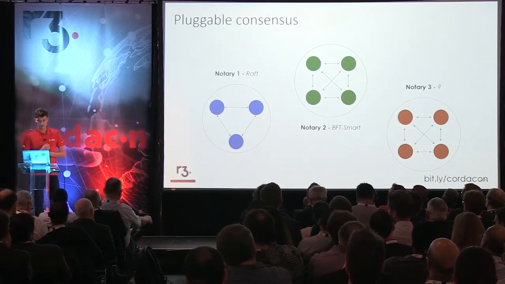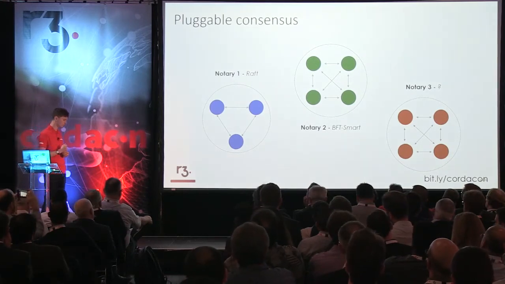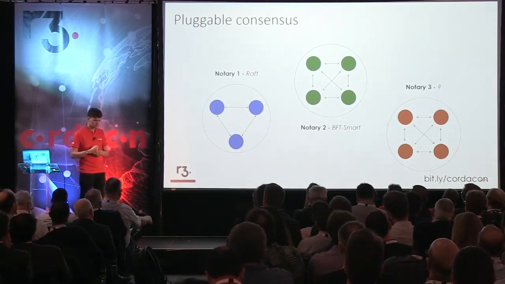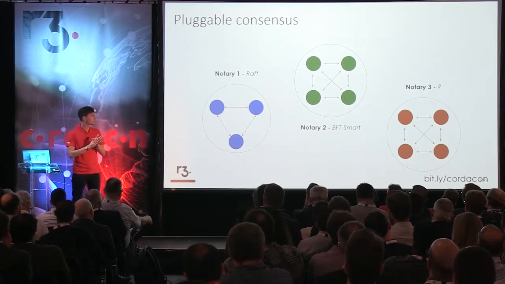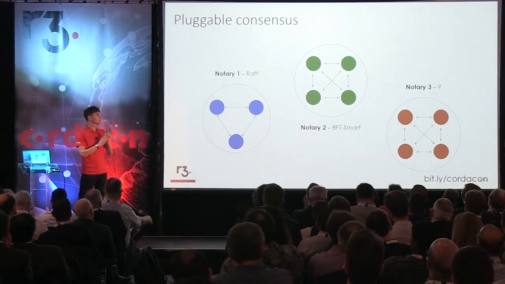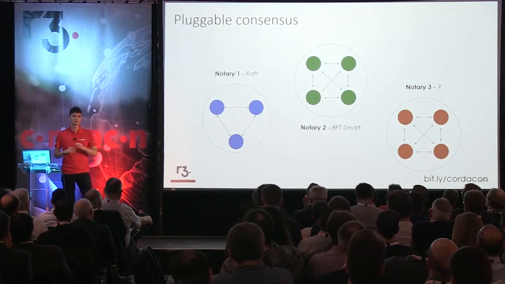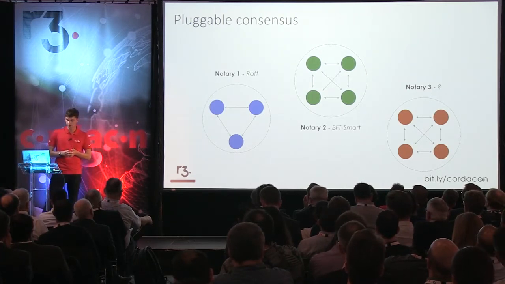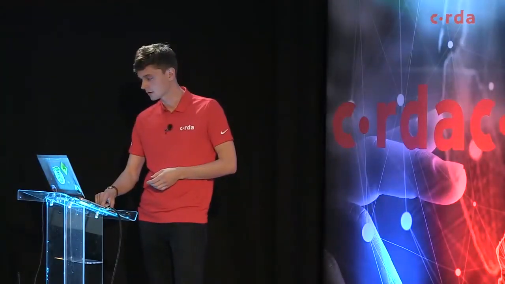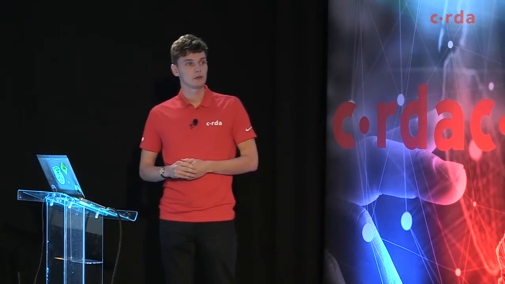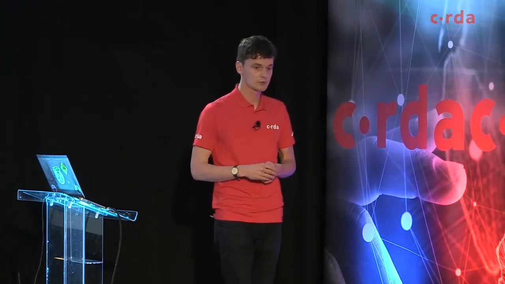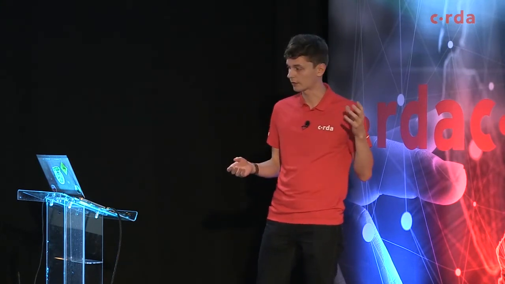Then we have the BFT Smart notary, the green one, which runs the BFT Smart consensus protocol, as we discussed before. And it allows up to a third or less than a third of participants to be malicious. And any new notary can be introduced to a Corda network at any time. So for example, if there's a new algorithm, we can easily upgrade existing networks and add a new notary to that.